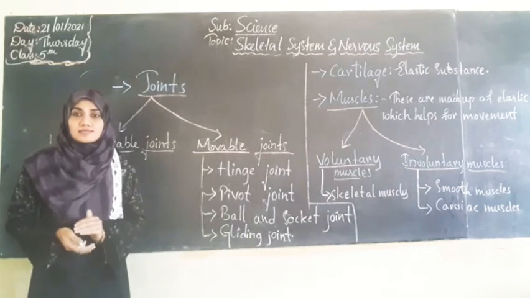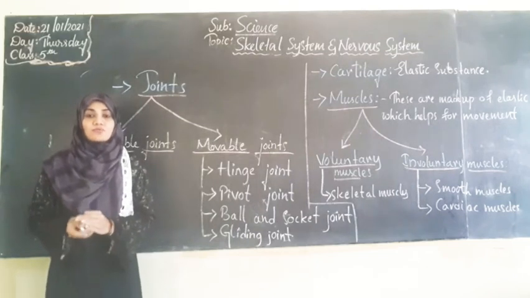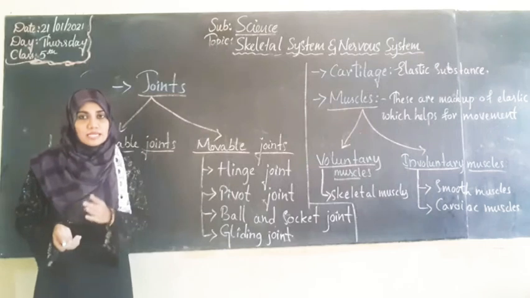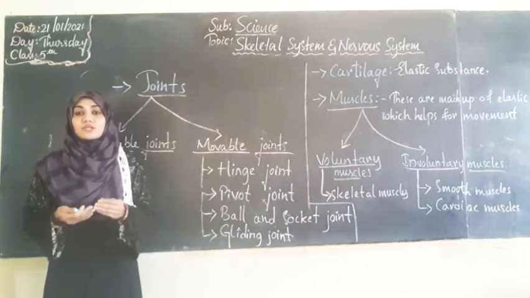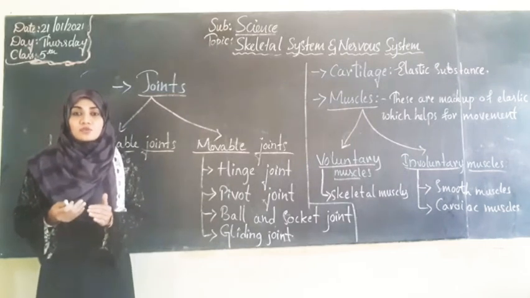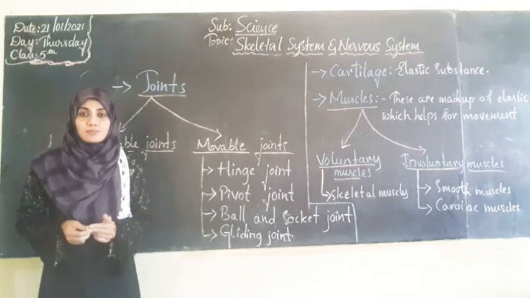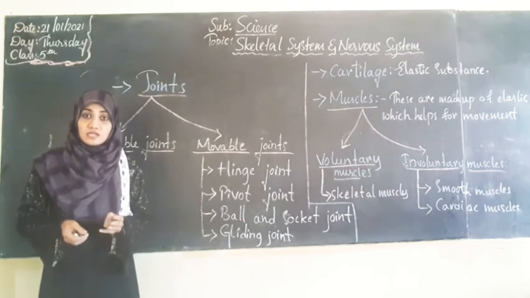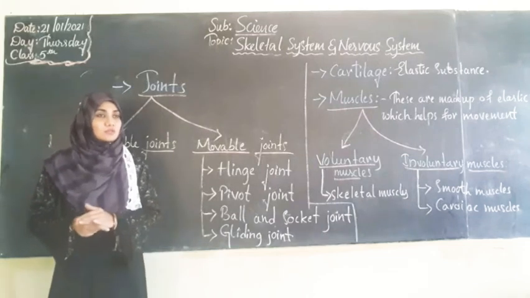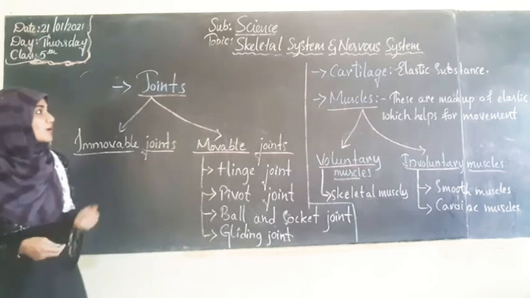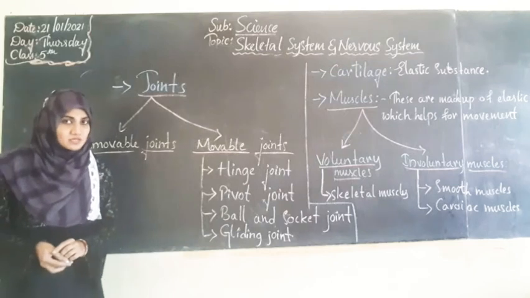So in the last class of this chapter, we studied what is meant by the skeletal system, that is the skeleton, and we also studied different parts of the human skeleton. So we saw the skull, the rib cage, the hind limbs and the forelimbs too. In today's class, we will discuss joints and muscles.